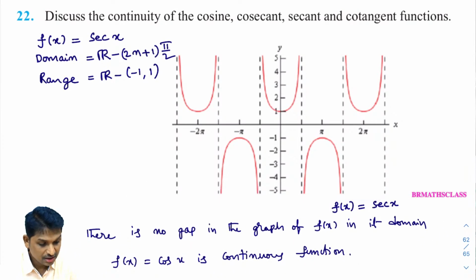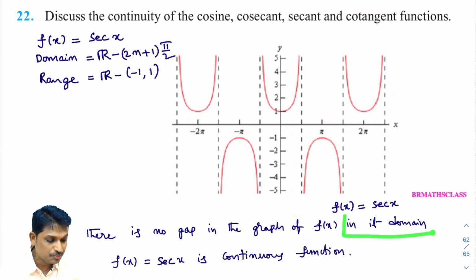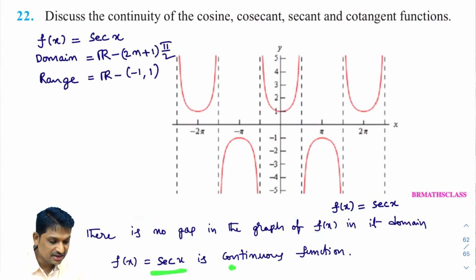Right. Look here. What is this function? This function is secant x, f of x equal to secant x. So there is no gap in the graph of f of x in its domain. This is important. In its domain, there is no gap in its graph. Therefore, the function is a continuous function. Secant x is a continuous function. So whatever continuity of the 6 trigonometric functions we discussed, we identified that all 6 trigonometric functions are continuous functions.